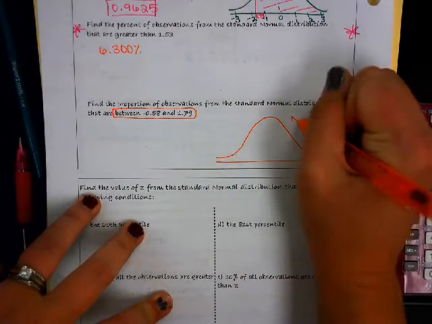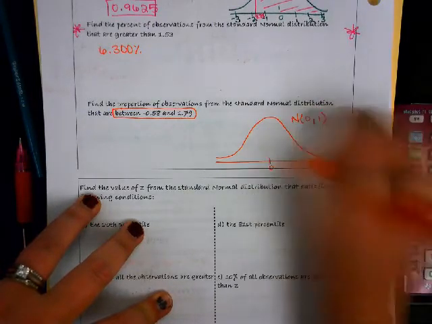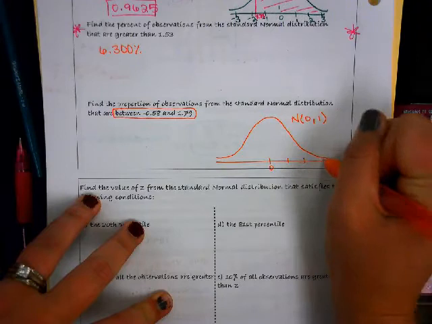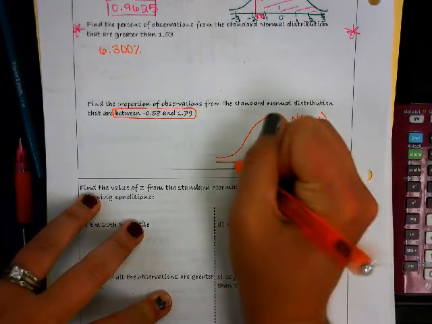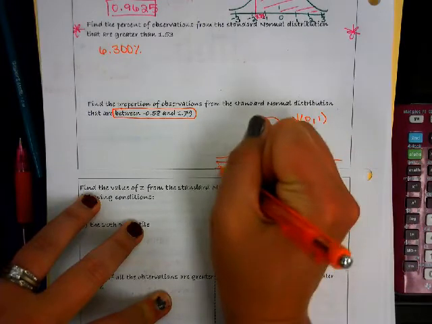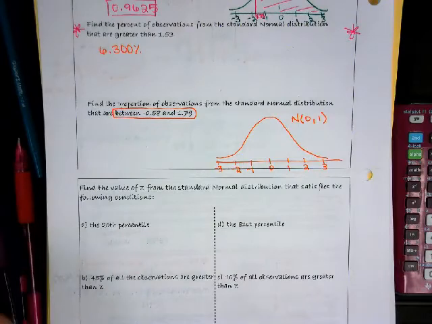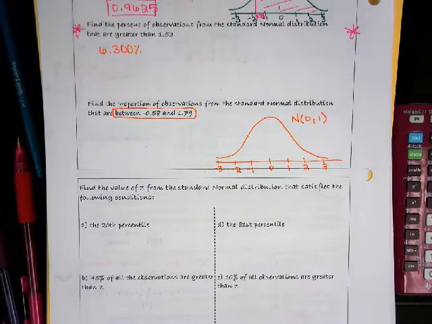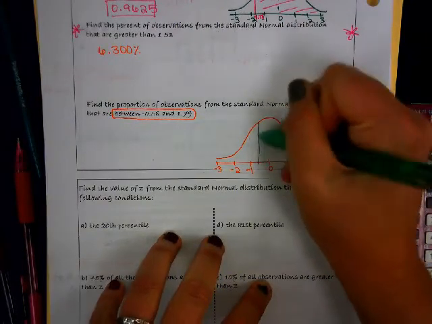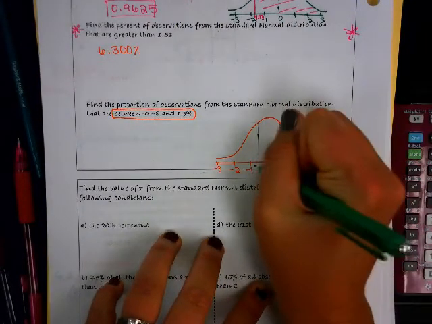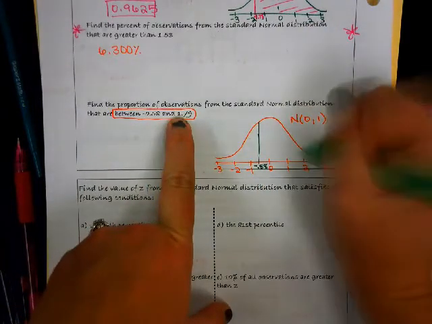Zero is at the center. I have my 1, 2, and 3 above, and my -1, -2, -3 below. So this time, we're given two numbers, between -0.58, which I would estimate is somewhere around here-ish, and then +1.79, which I would say is around there-ish.